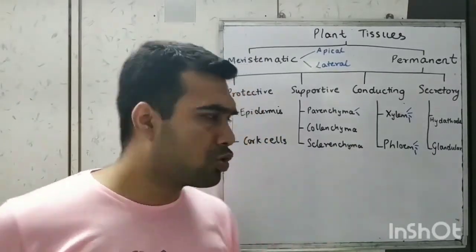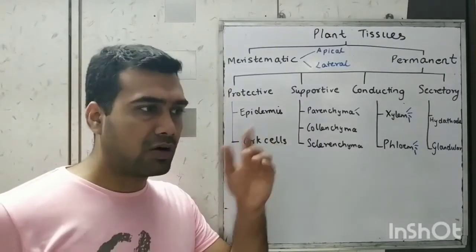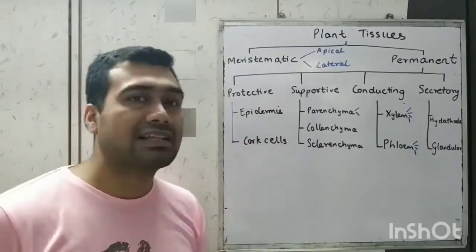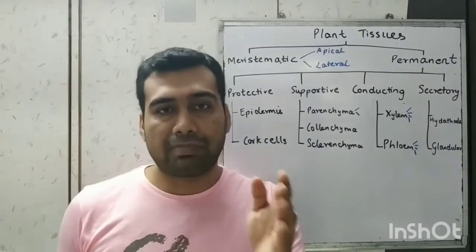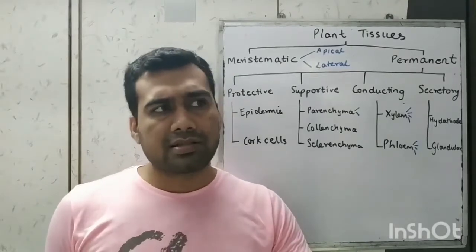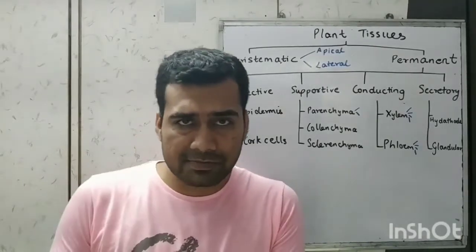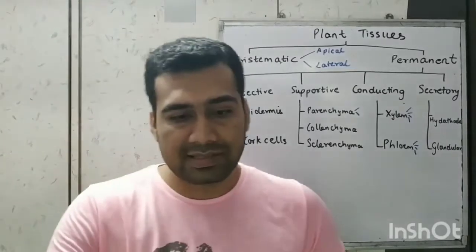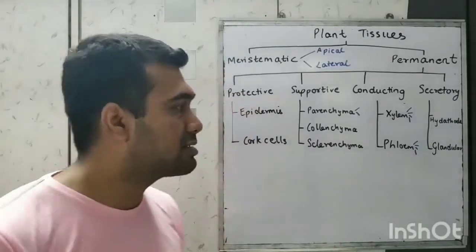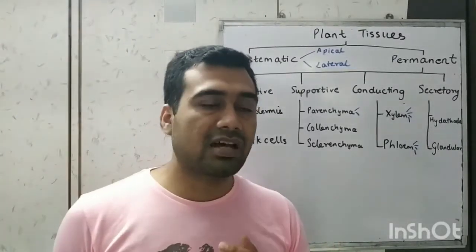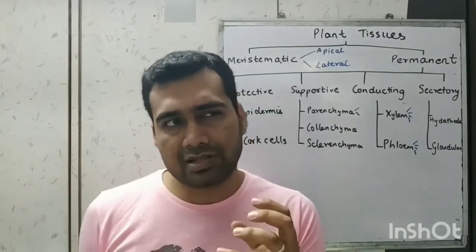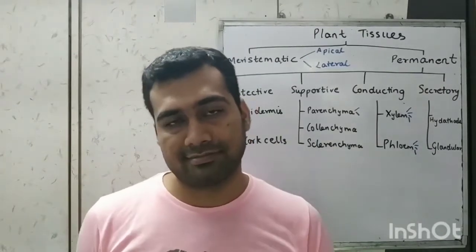Two examples we should know are the epidermis, found on leaves, and the cork cells, found under the bark of a tree. And they secrete some secretions. For example, epidermis secretes cuticle and cork cells secrete suberin. These are waterproof materials to prevent loss of water by evaporation.